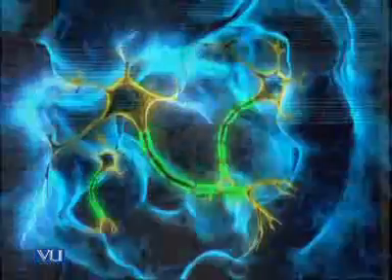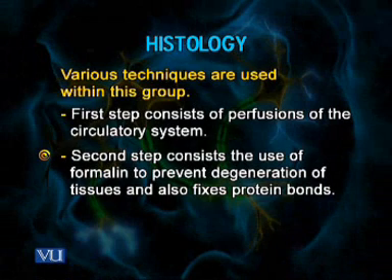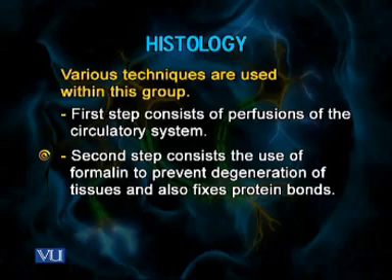Formalin is a fixative. It fixes the heart, the fibers, the systems, the tissues in exactly the form that we want them at that point in time. So, the second step is fixating the organism systems. And we use formalin, and this is actually called formaldehyde, to prevent the degeneration of tissue, and it also fixes the protein bonds.